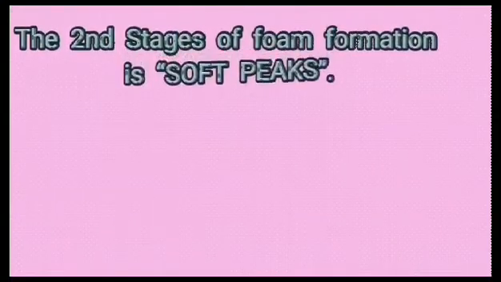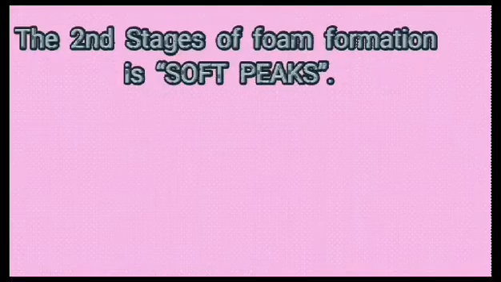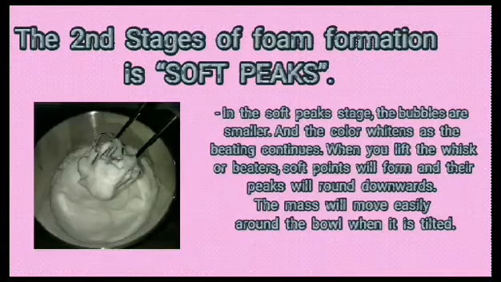The second stage of egg foam formation is soft peaks. In the soft peak stage, the bubbles are smaller and the color whitens as the beating continues. When you lift the whisk or beaters, soft points will form and their peaks will curve downwards. The mass will move easily around the bowl when it is tilted.